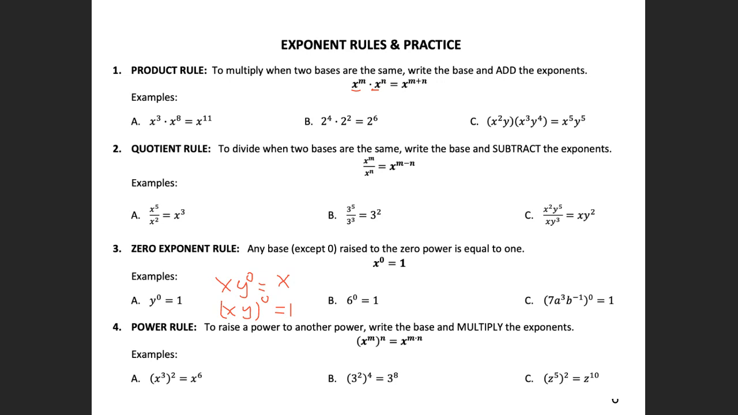I've got the power rule that says that if I have a power to a power, like x to the second raised to the third, then you multiply the exponents. So that would give us x to the sixth. So that's the power rule. These are just basic rules of exponents.